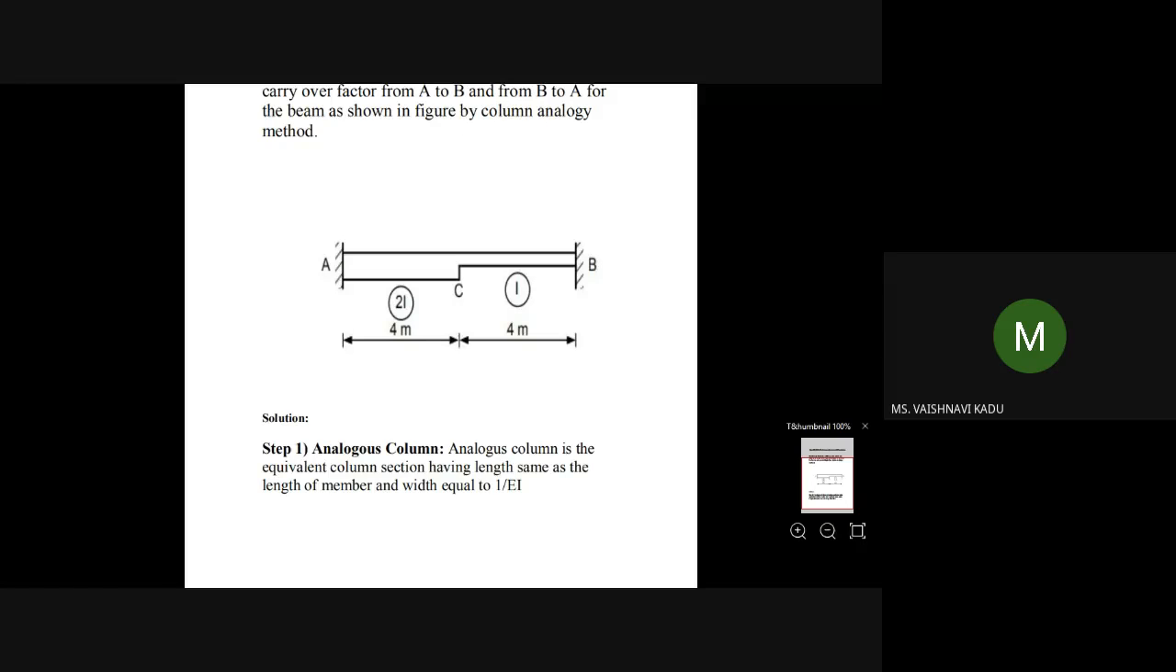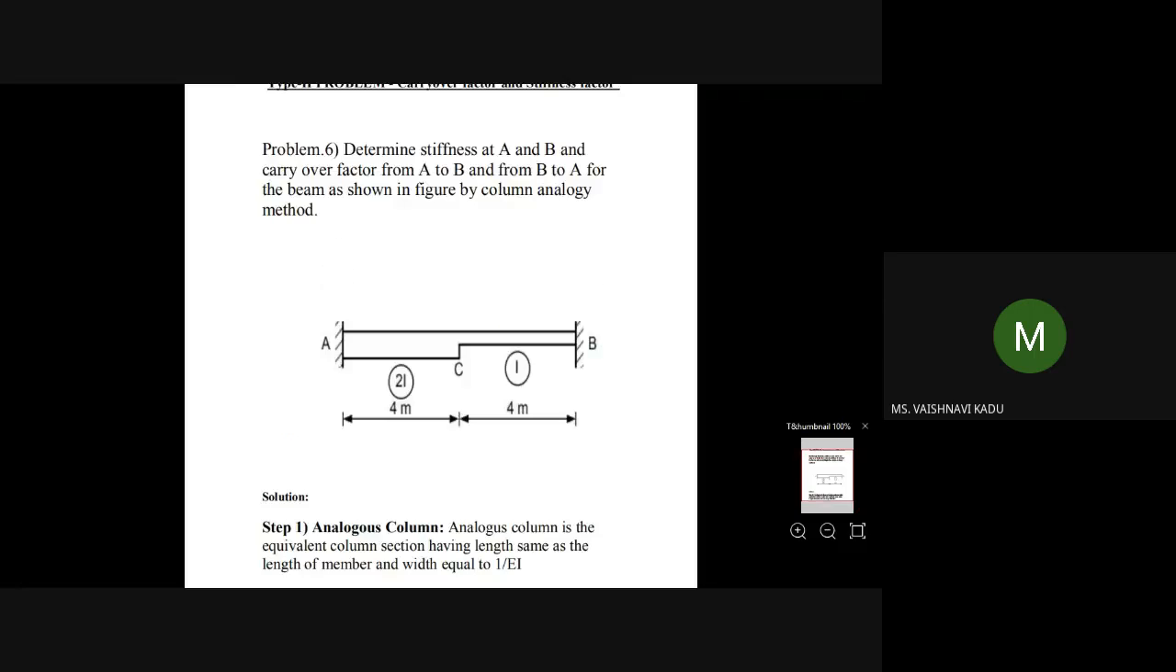Nothing will be different there, because even if it is a 3-span beam, to find the stiffness at A you have to apply a point load at A, and to find the stiffness at B you have to apply a point load at B. Only the analogous column section will change. So either it is a 2-span or 3-span problem, the steps of the problem will be the same. A similar type of problem will be asked, stiffness at A and carryover factor. So this is the second type of the problem.